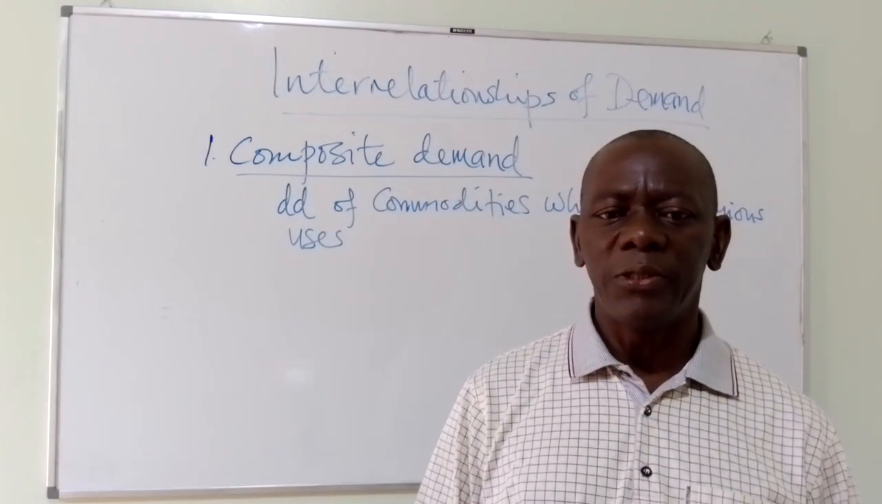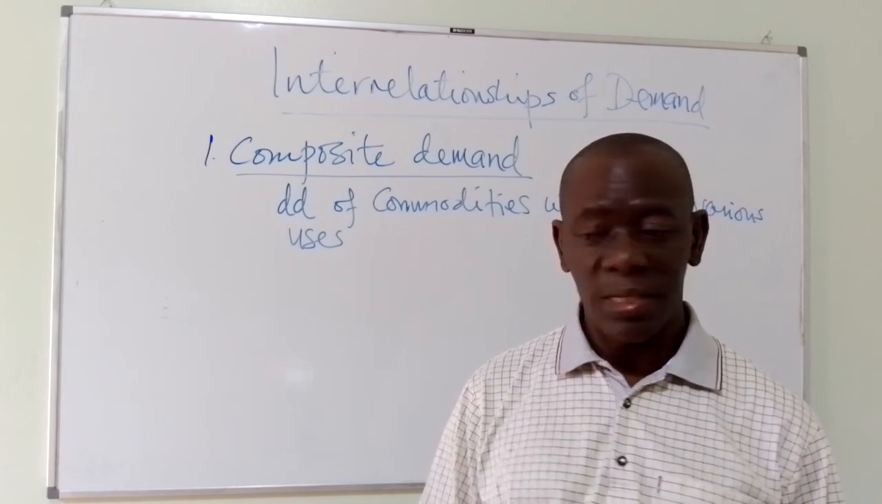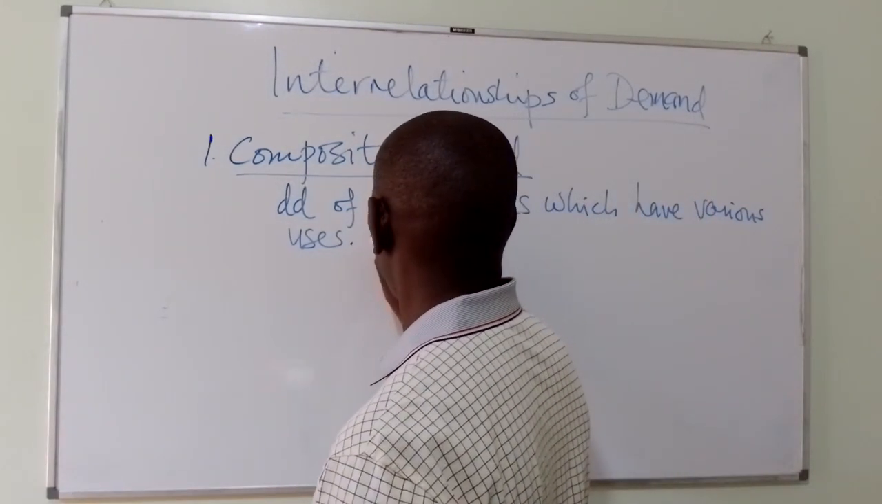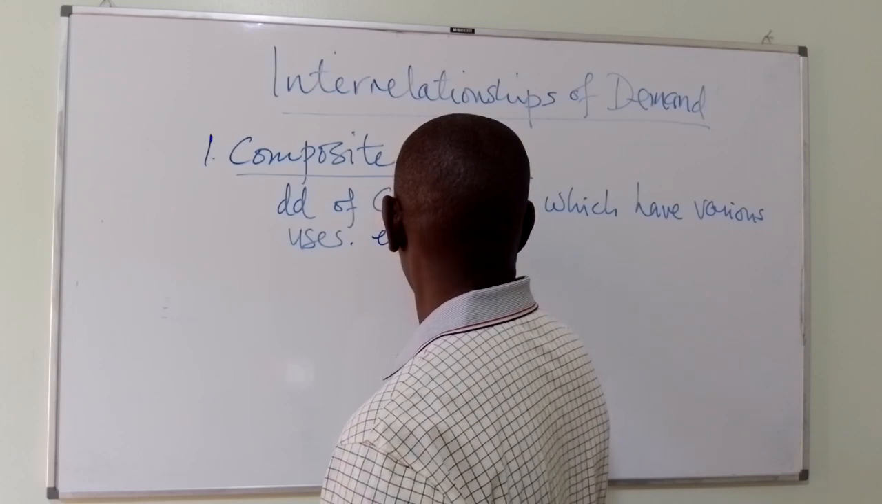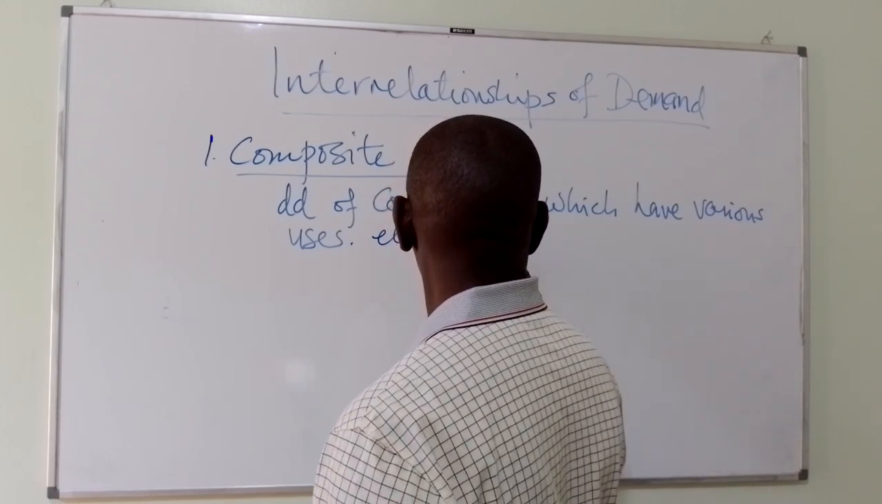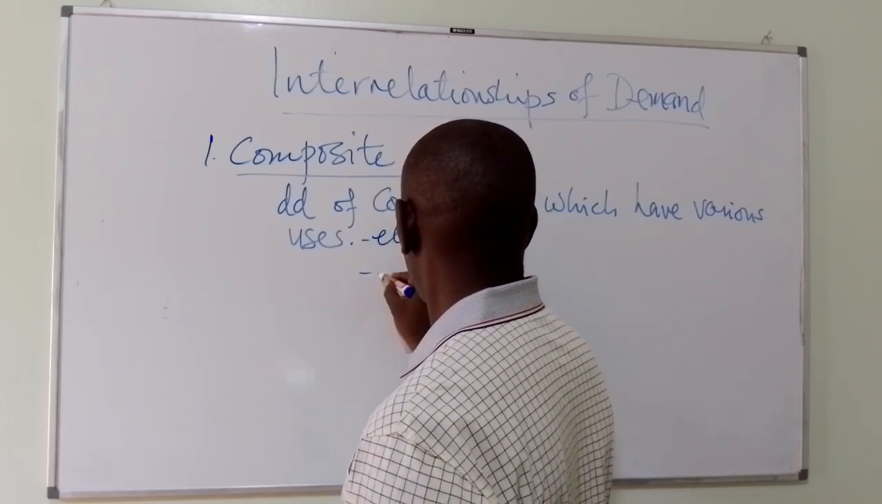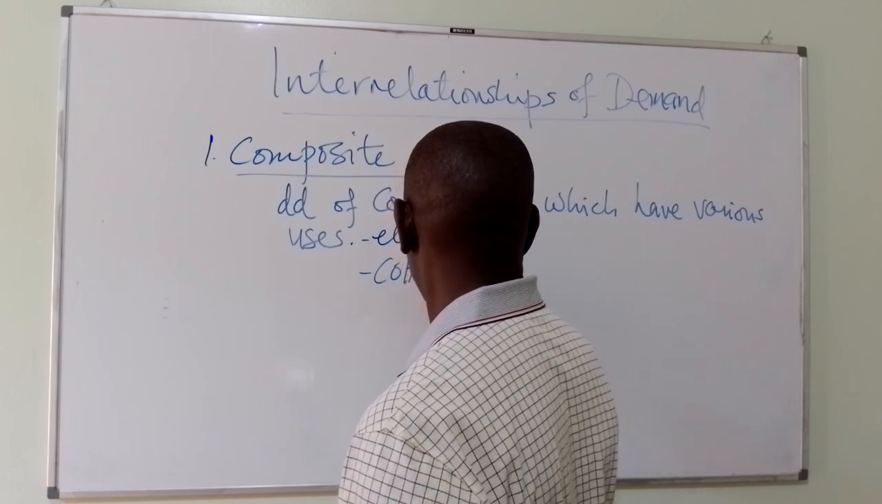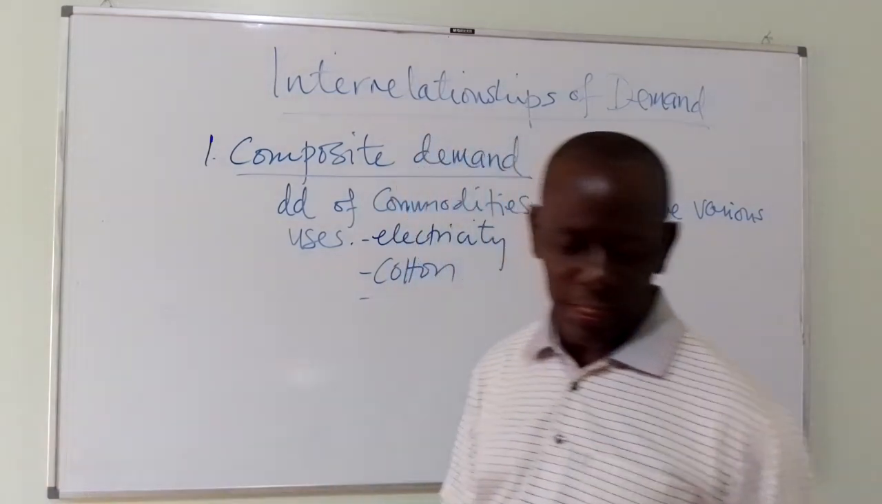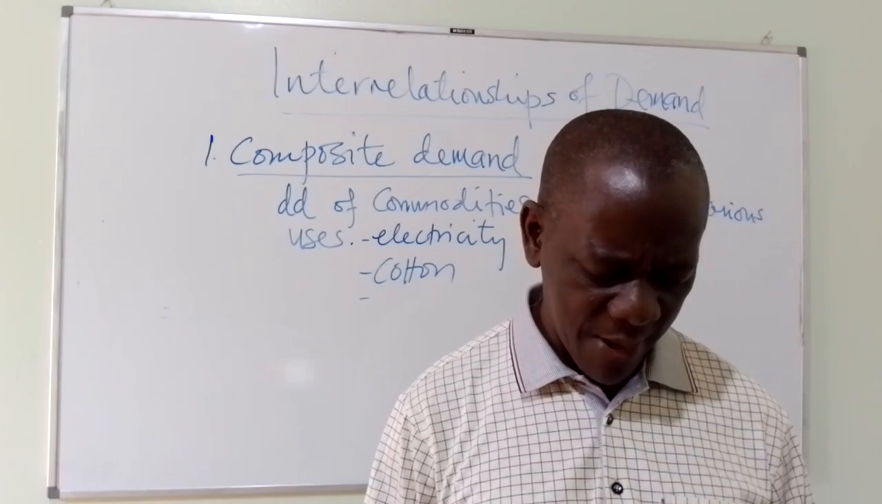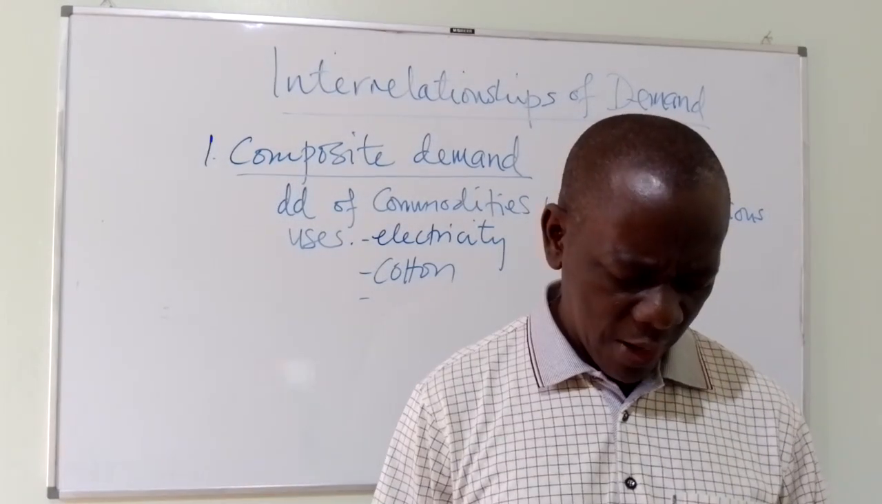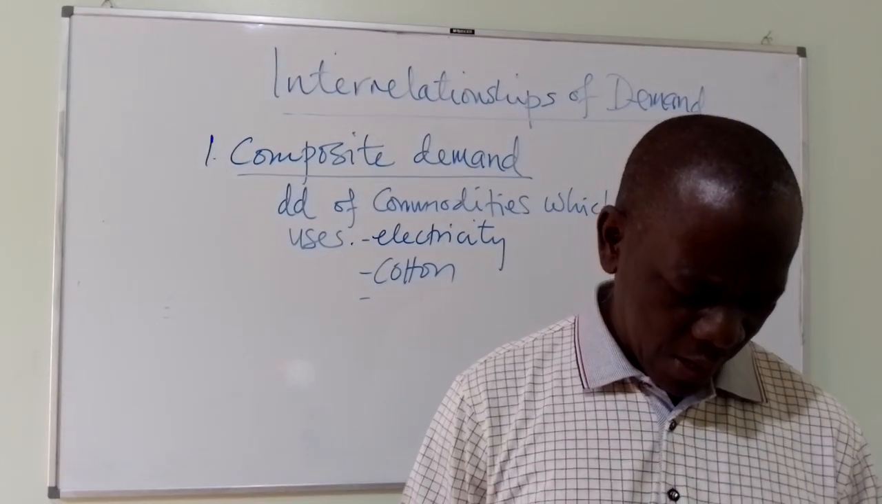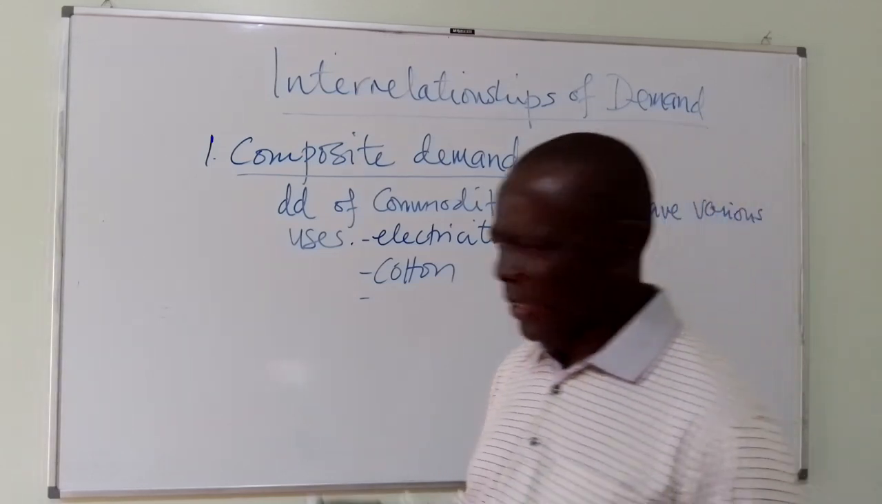One of them is demand for electricity. The example we can have is demand for electricity. Demand for cotton. These are examples of composite demand. Cotton, you have electricity, you have water.